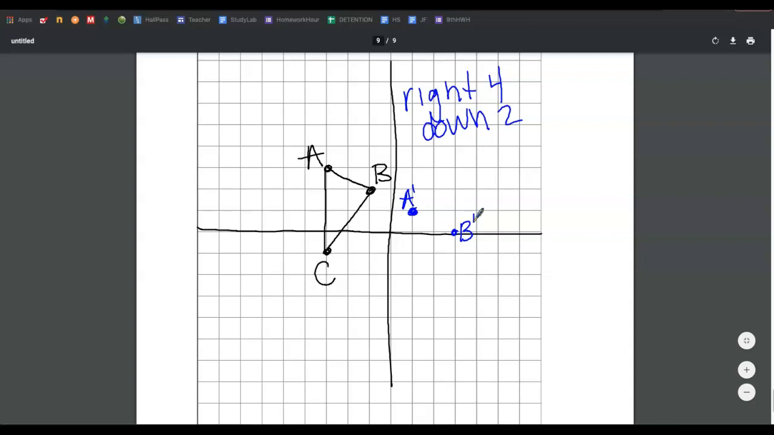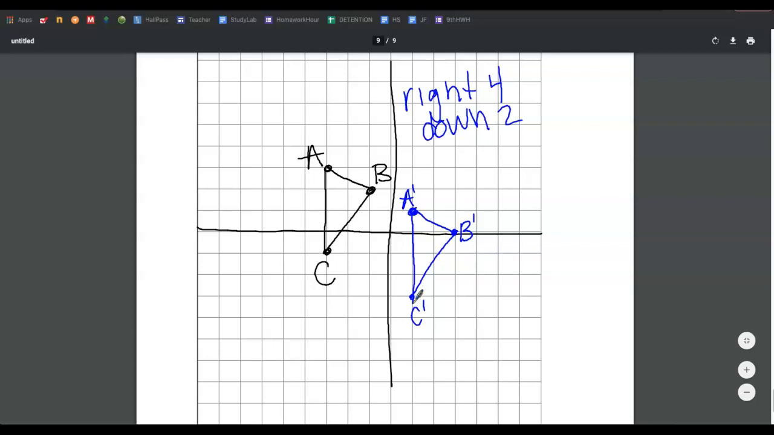And you do that exact same thing with C. 1, 2, 3, 4, down 2. And that's called C prime. Then you can connect your dots to make your triangle. It'll give you the directions. Okay, questions on that?